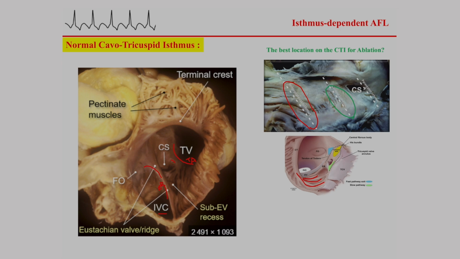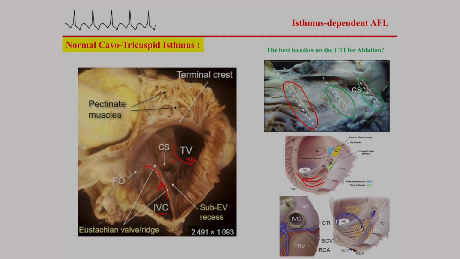Here, septally, we notice that the CTI is close to the Koch triangle. What does it mean? Close to the compact AV node and the fibers of the slow pathway. And anteriorly it is close to the branches of the right coronary artery and the small cardiac vein. So we need successful ablation, but with no or less complication. That's why the central isthmus is the best area for ablation.